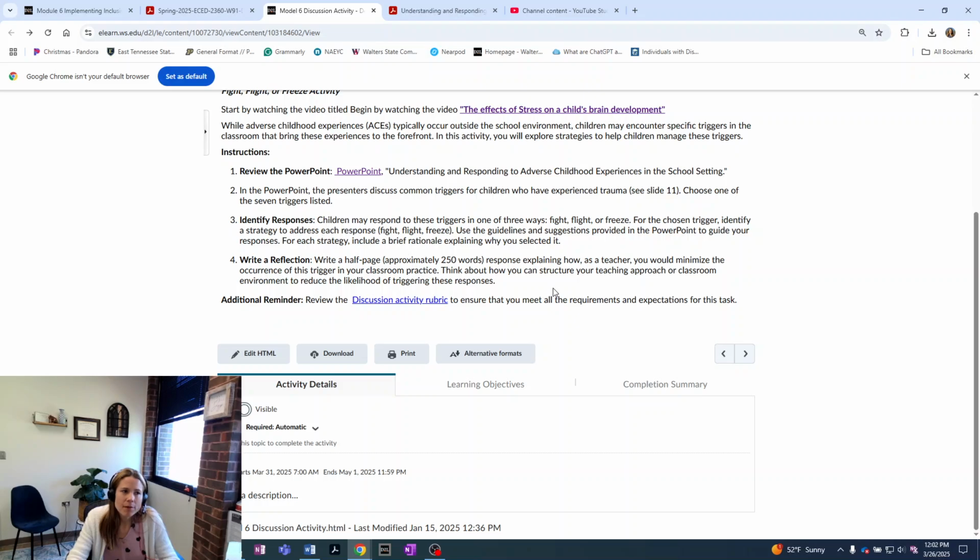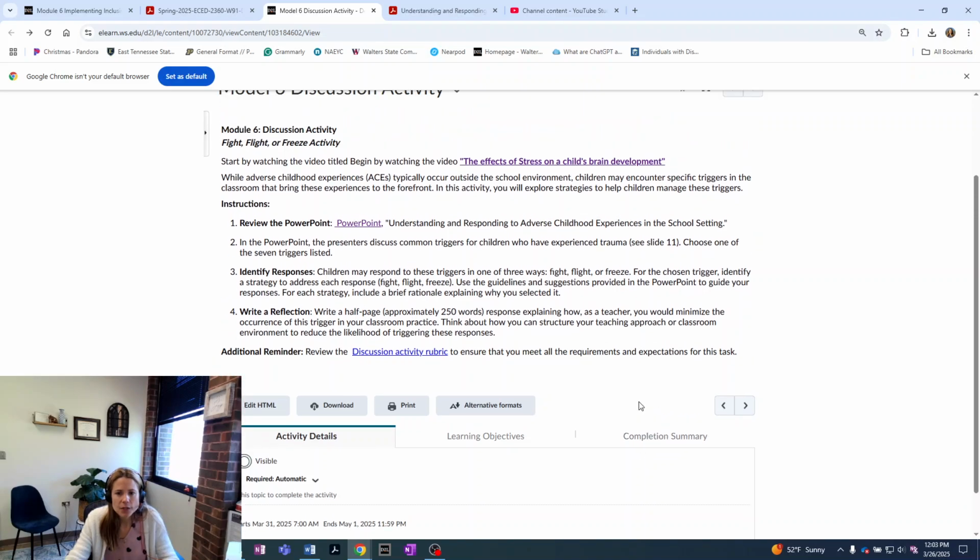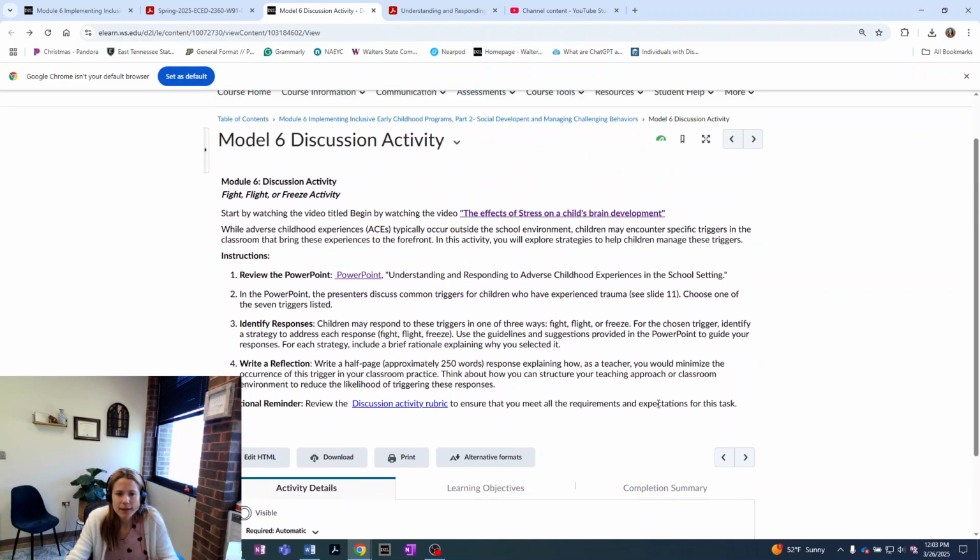Now, one thing I want you to be mindful of as you're writing your reflection is think about how you set your classroom up, the structure, right? What is your teaching approach? And what would the classroom environment look like? How would you set that up to reduce the likelihood of these responses or the triggering of these responses? I did give you a discussion activity rubric, so make sure you look at that so you can meet all the requirements for this assignment.